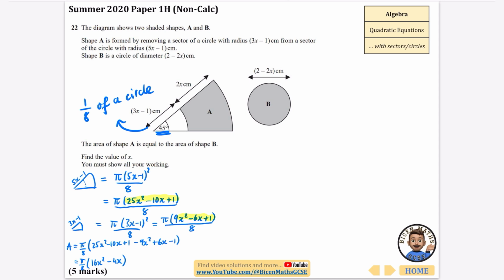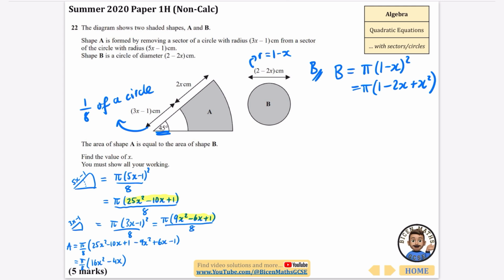Okay, so now we're going to work on the area of B. Let's do this at the top. Now the area is pi r squared, so we need to figure out what the radius is. Now if this is the diameter, the radius will be half, which is just 1 minus x. So the area of B is just going to be pi times the radius squared. Now 1 minus x squared is going to be 1 minus 2x plus x squared. If you need practice on expanding double brackets, I can't do that in here because we're just going to run out of time.